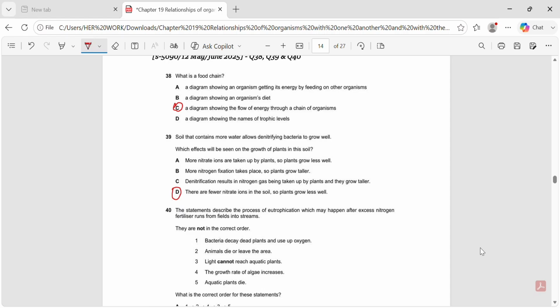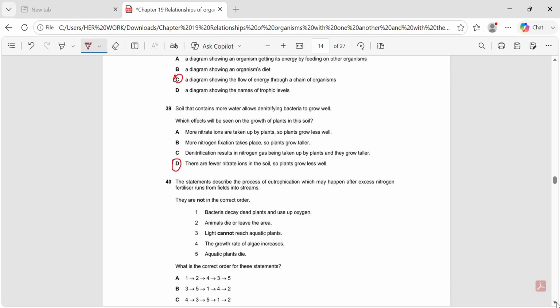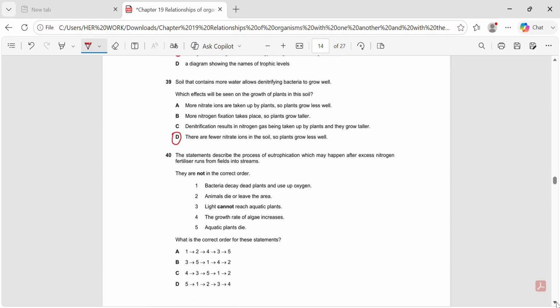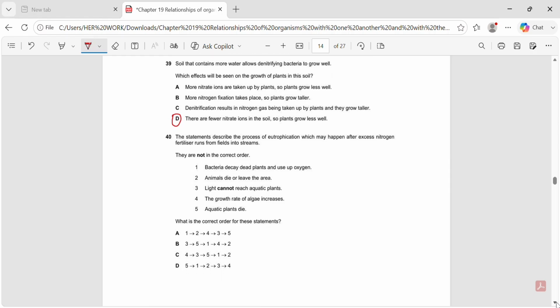Then this one asks about the process of eutrophication after excess nitrogen fertilizer enters streams. The statements are given in the wrong order, and we have to arrange them correctly. First, the extra nutrients cause the growth rate of algae to increase. As the algal bloom spreads, it blocks sunlight from reaching the aquatic plants. Without enough light, the aquatic plants die. Bacteria then decompose the dead plants, using up the dissolved oxygen in the water. As oxygen levels fall, aquatic animals either die or move away. Therefore, the correct sequence is 4, 3, 5, 1, and 2, making C the correct answer.